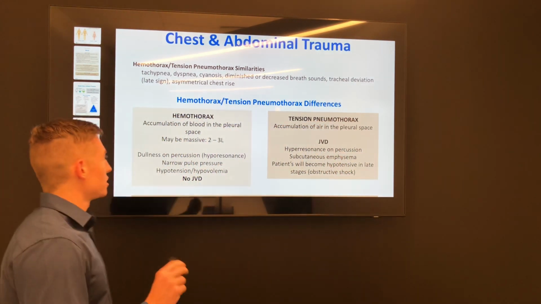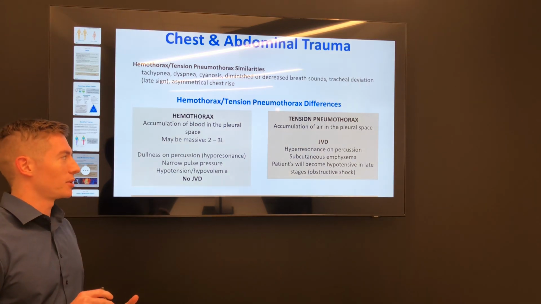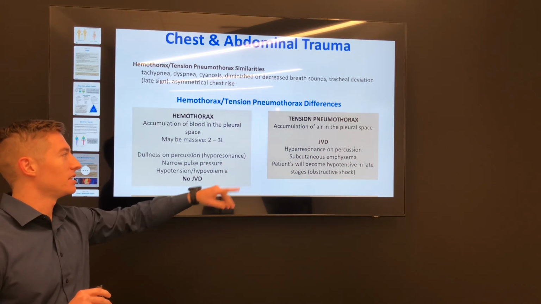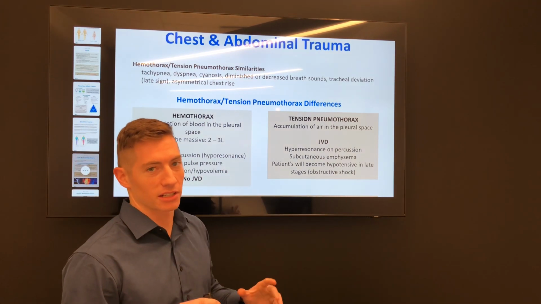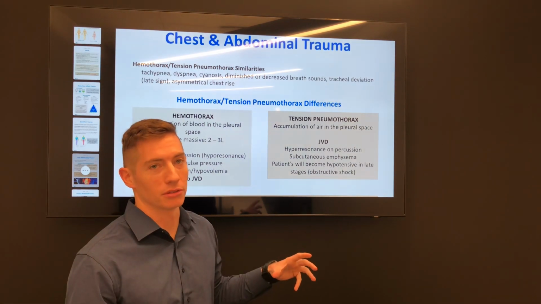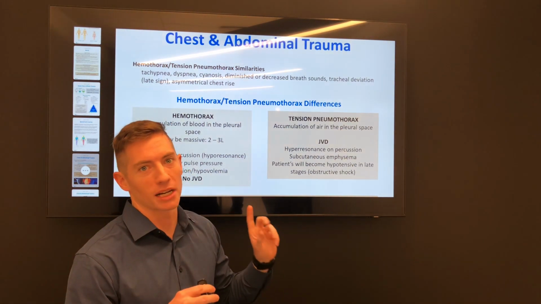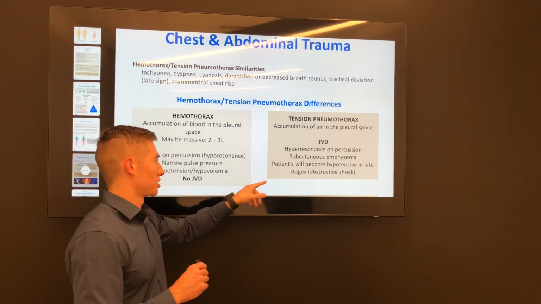And if we have tension pneumothorax, there's going to be an accumulation of air in the pleural space. You'll also have JVD and hyperresonance on percussion. So now, instead of there being blood in the snare drum, now there's air in it. It's blown up like a balloon. Imagine tapping an exercise ball, right? You flick it and you hear it hyperresonate on percussion.